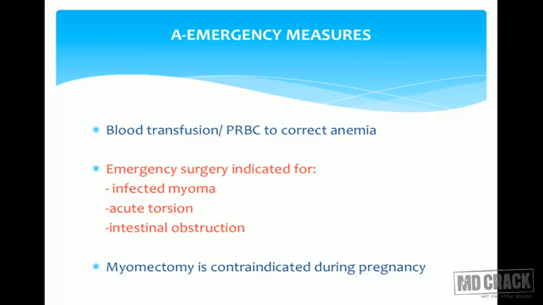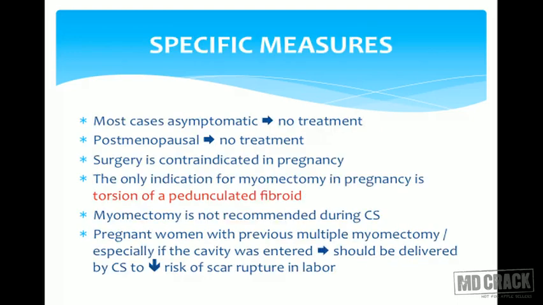Myomectomy is a surgery where only the myoma is removed. Myomectomy means we are just removing the myoma, conserving the uterus. And this surgery is necessary in a patient who wants future pregnancies or wants to continue her reproductive function. Then only the surgery is indicated, and myomectomy is never ever done during pregnancy. It is not done during cesarean section. So myomectomy is contraindicated during pregnancy.